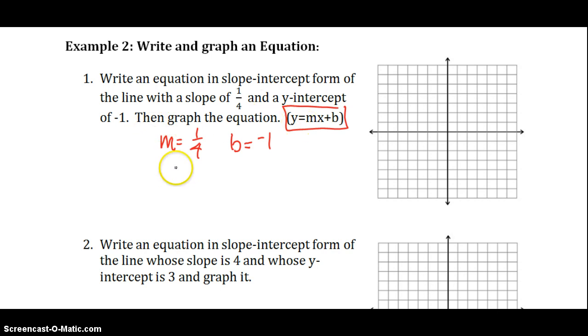So here I go. Y equals M, which is 1/4 X plus B. And you're welcome to say plus a -1, but most people know that a positive and a negative really makes a negative, so you're going to see this more often than plus a negative. So it's okay to think through that process. I need to also graph it. So step number 1 is to start at my y-intercept, which was -1. Step number 2 is to rise and run.